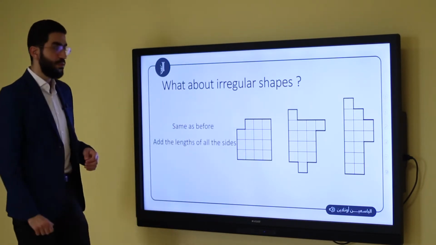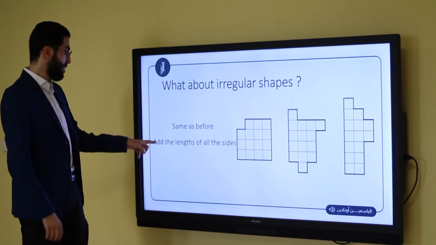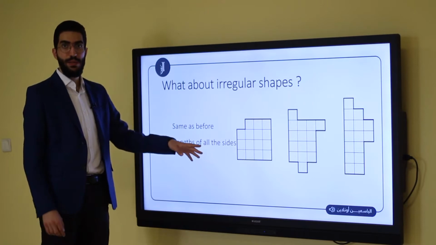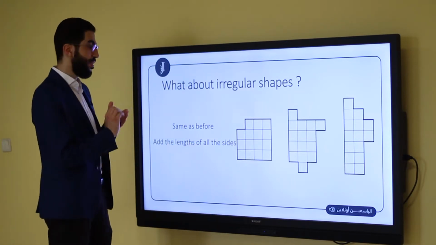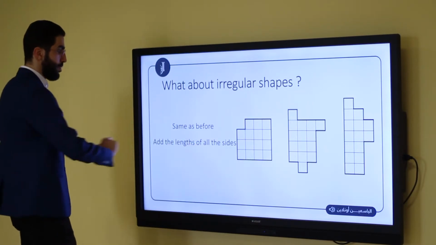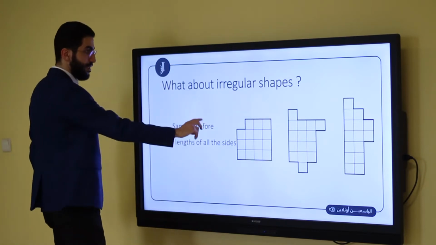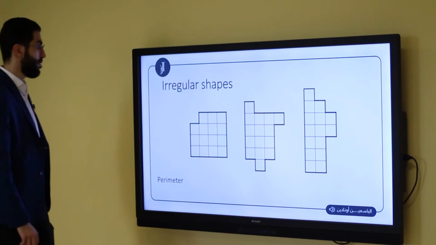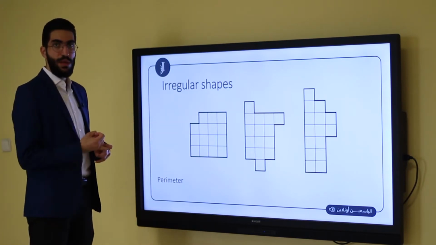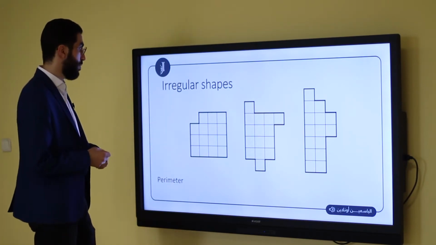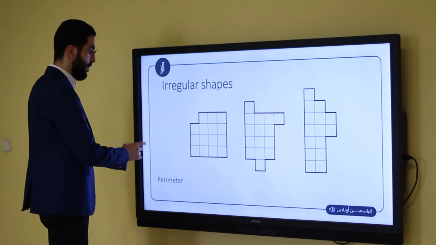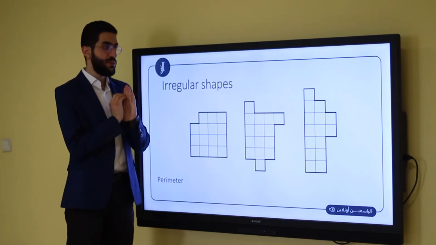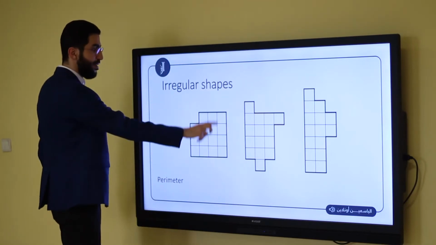Again, same as before. We said that the perimeter means we need to add all the lengths of all the sides, okay? So we just need to add all the lengths that we have. Let's, for example, deal with these shapes, which are irregular. They are not rectangle or triangle or square. So now what we said is very, very simple. We just need to add all the sides. We need to add them all.